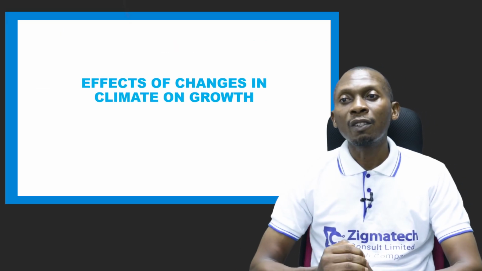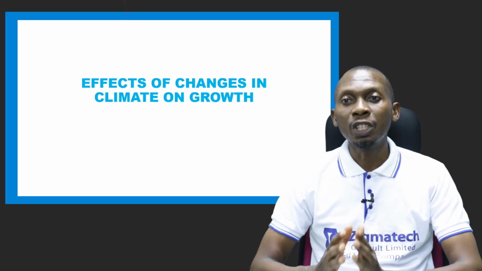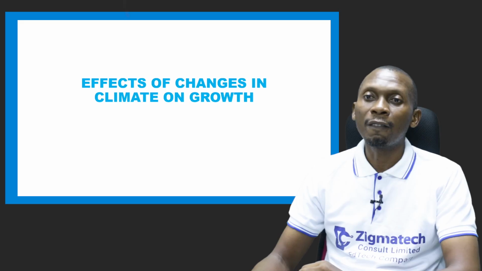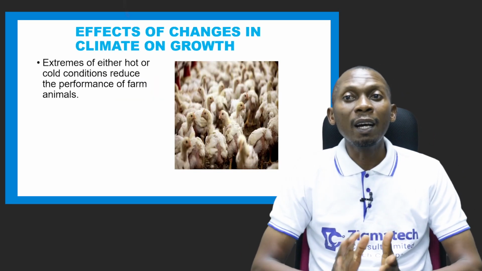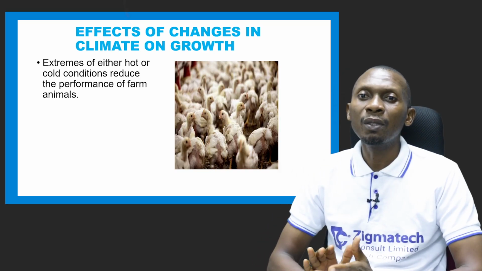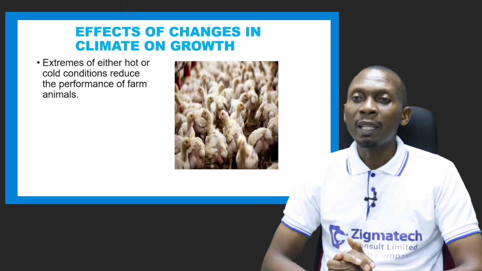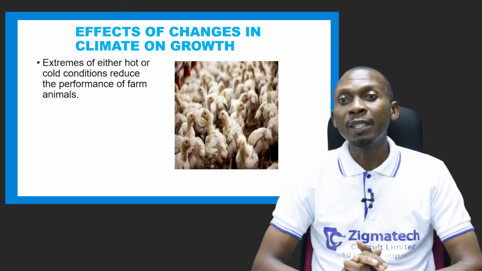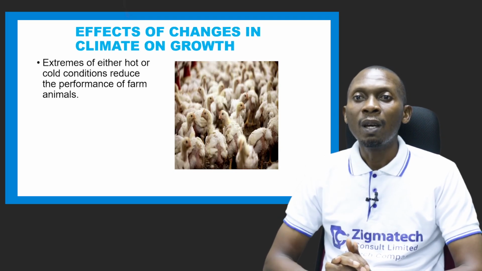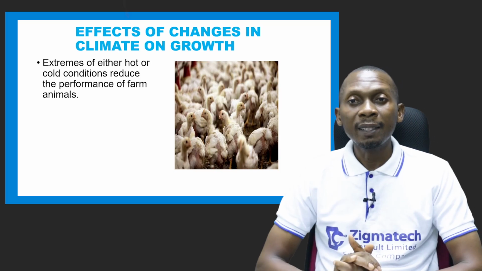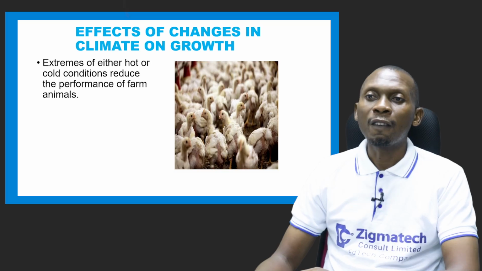Now let's look at the effects of changes in climate on growth. How do changes in climate affect the growth of our farm animals? Extremes of either hot or cold conditions can reduce the performance of farm animals. When the weather is too hot, the animals will not thrive well. They could suffer from heat stress. And also when it is too cold, they could suffer from respiratory tract diseases, and this could affect the performance of our farm animals.